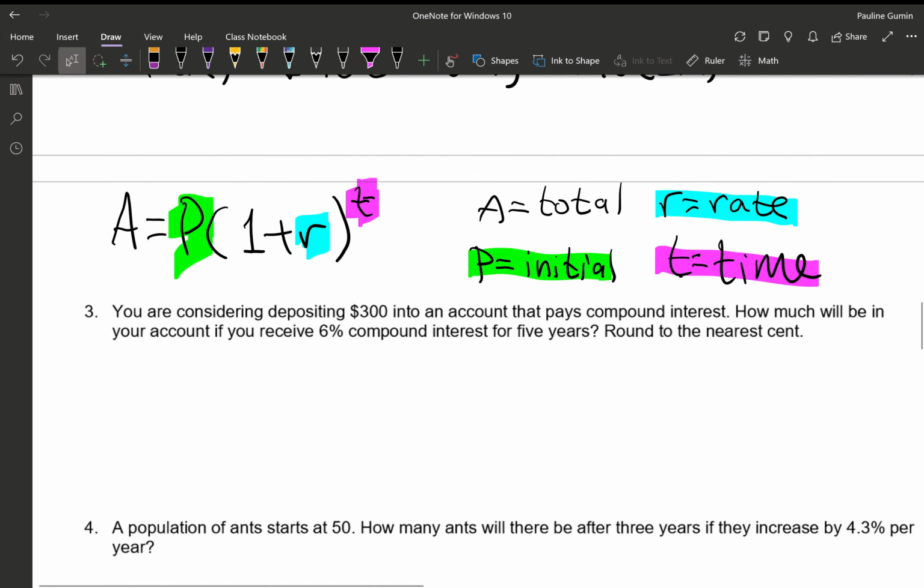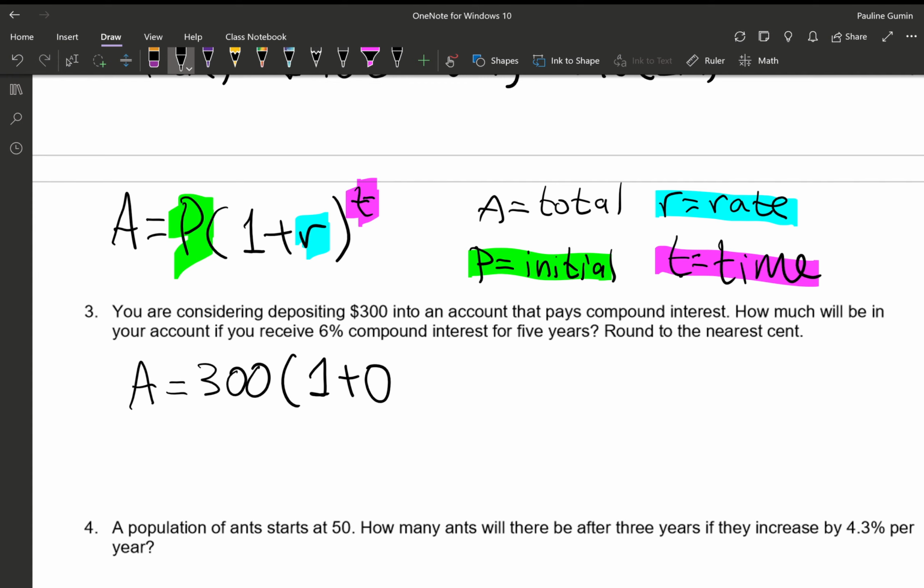about. Okay, so we are considering depositing $300 into an account that pays compound interest. How much will there be in an account if you receive 6% interest over 5 years? All right, let's do it. So we have 300 that we start off with, and then 1 plus 6% as a rate, as a decimal, is 0.06. And 5 for years.